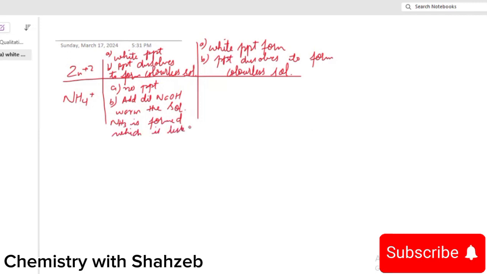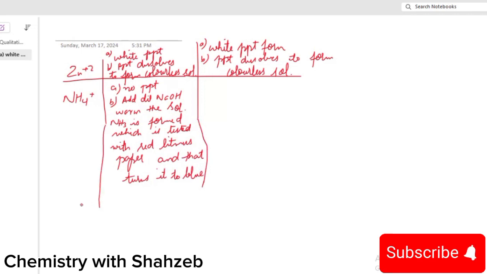red litmus paper, and that turns it blue. And remember, the litmus paper needs to be wet. So this is the whole test of cations, and let's move further towards anion tests.